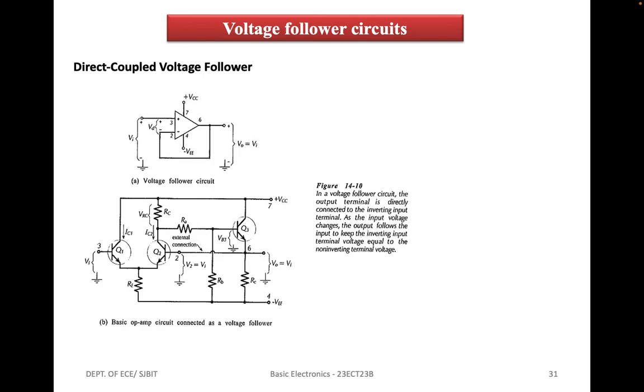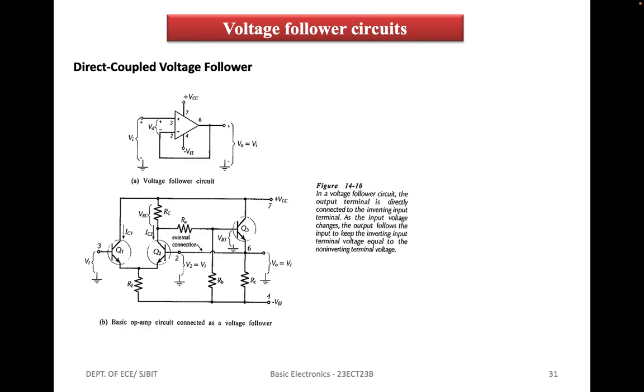Next, coming to voltage follower circuits. Direct coupled voltage follower. The IC operational amplifier can be employed for an infinite variety of applications. So the very simplest application is the direct coupled voltage follower. The output terminal is connected directly to the inverting input terminal. The signal is applied to the non-inverting input and the load is directly coupled to the output.